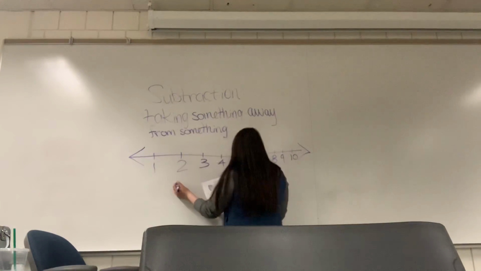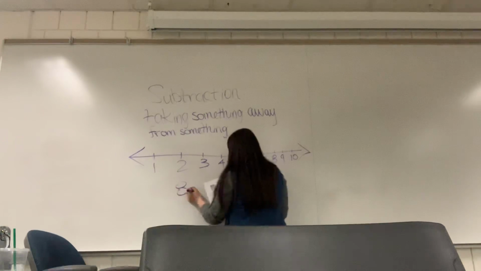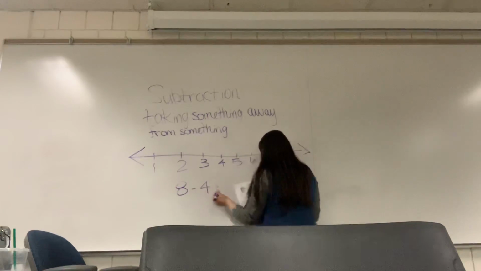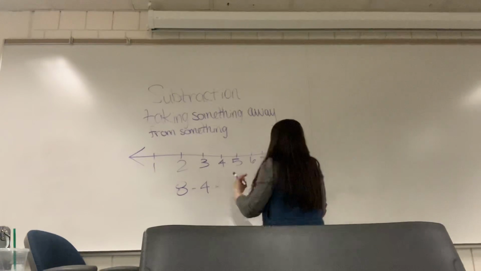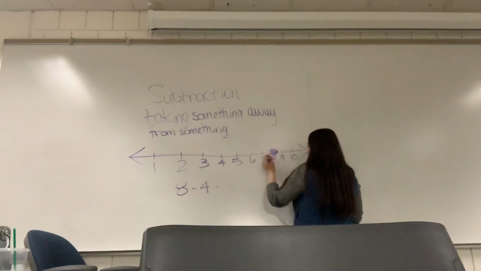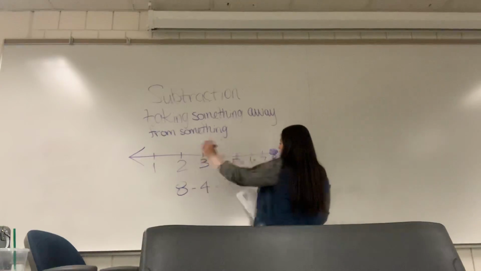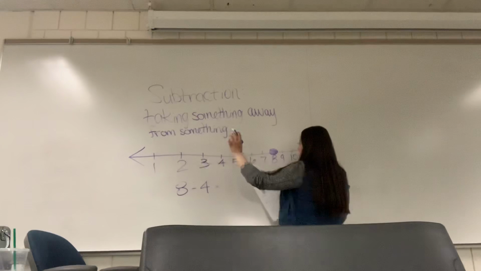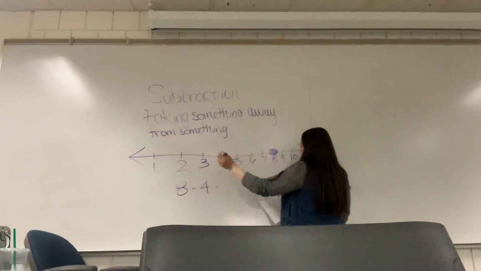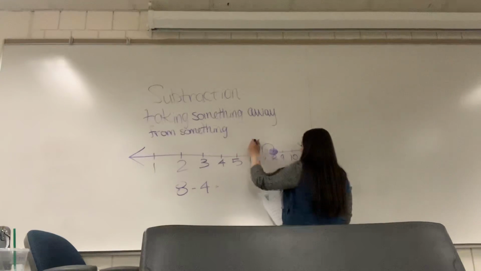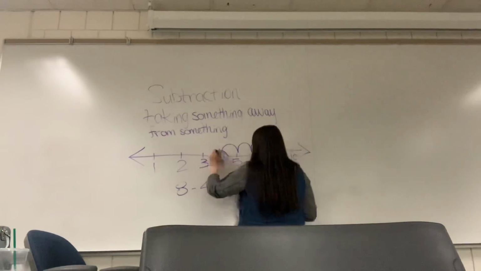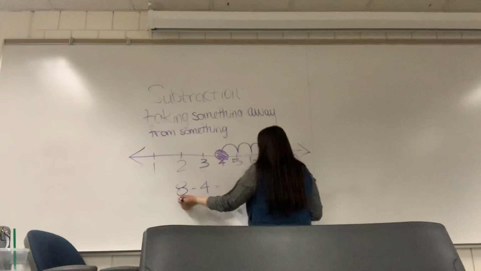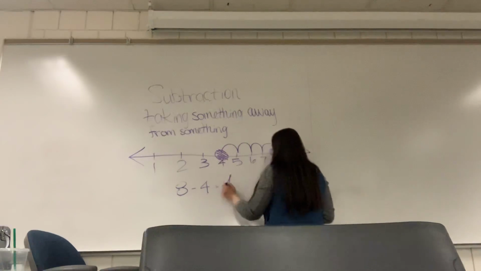First one, we're going to do 8 minus 4. Start at 8, circle it, shade it in, which helps me specifically know we're right here. Now I'm going to jump back, because we're getting smaller, because subtraction is going down. So 1, 2, 3, 4. Circle what we landed on, which is 4. So 8 minus 4 equals 4.